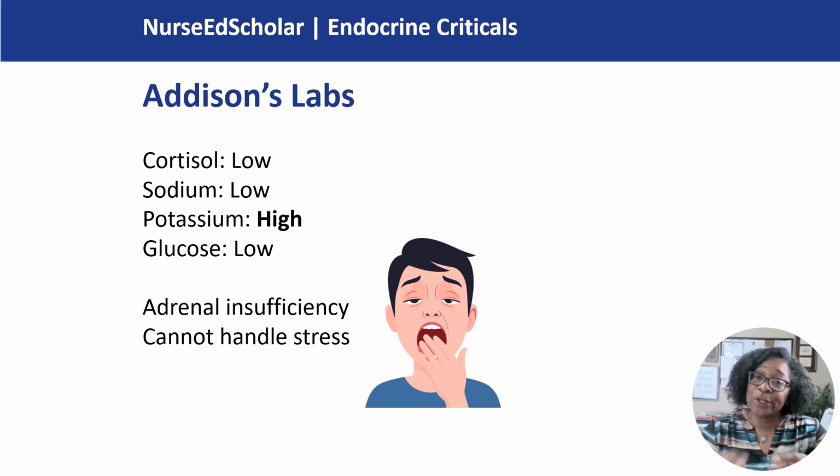And with that, the blood pressure drops. I'll talk about this again in a few minutes. The blood pressure drops because when a person has low cortisol, there's decreased vascular tone and decreased vascular resistance. So that's also contributing to the hypotension and that drop in blood pressure.